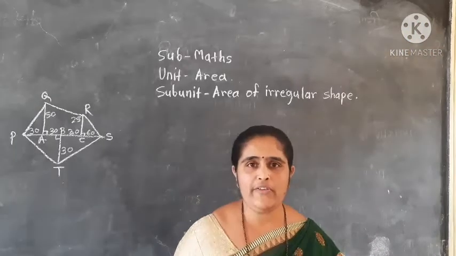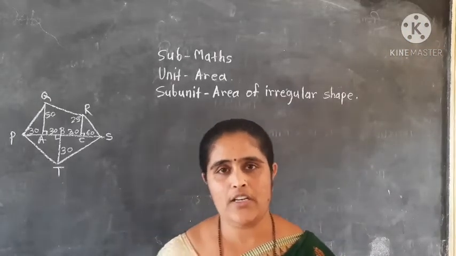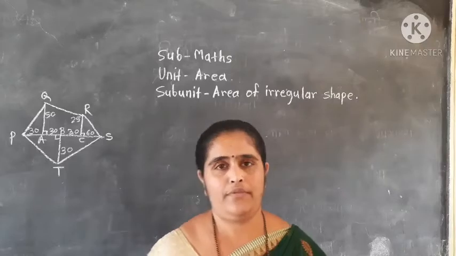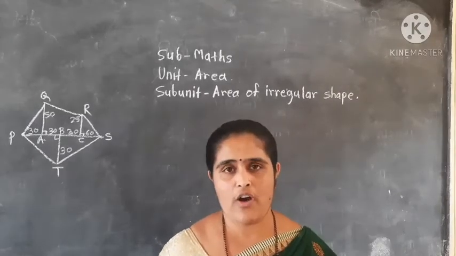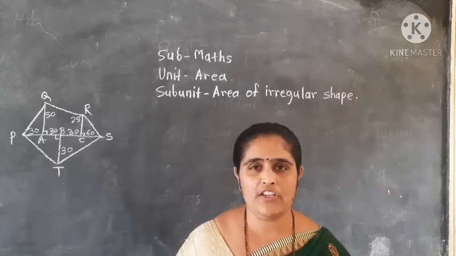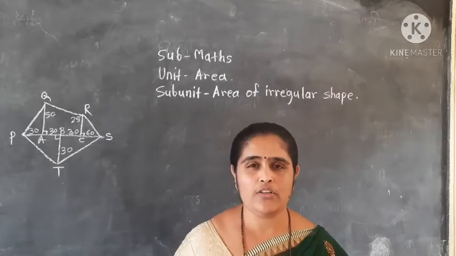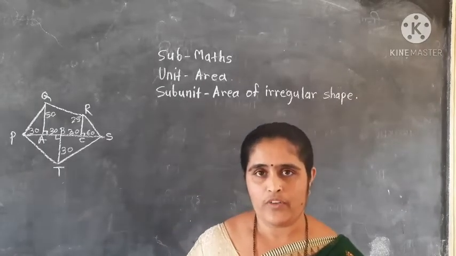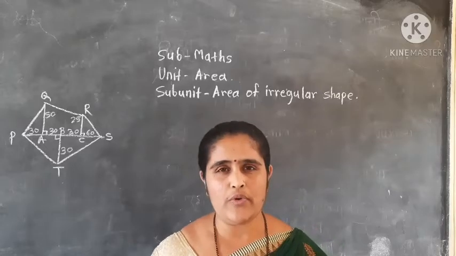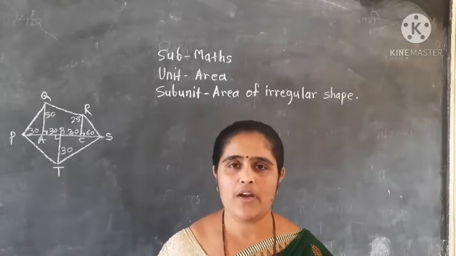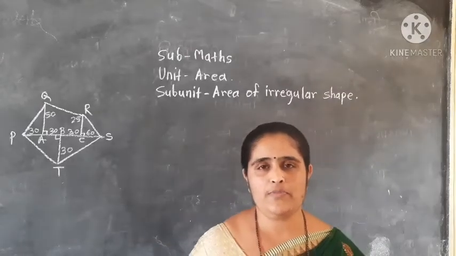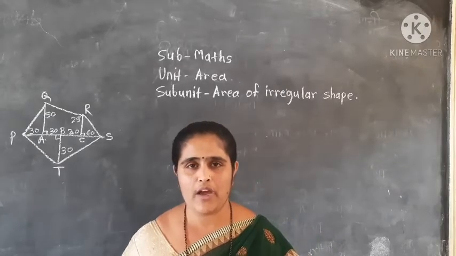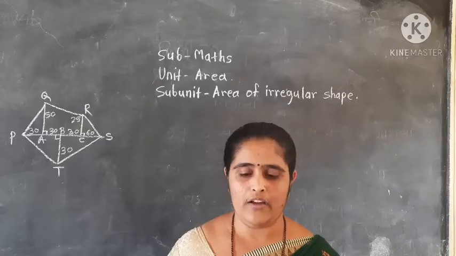Hello students, in the previous video we studied the area of a triangle. In that we used a different formula for calculating the area of a triangle. This formula is known as Hero's formula. In that we use the semi-perimeter, s is equal to a plus b plus c divided by 2. And the next formula is the square root of s into (s minus a), (s minus b), and (s minus c). With the help of this formula we can calculate the area of a triangle.